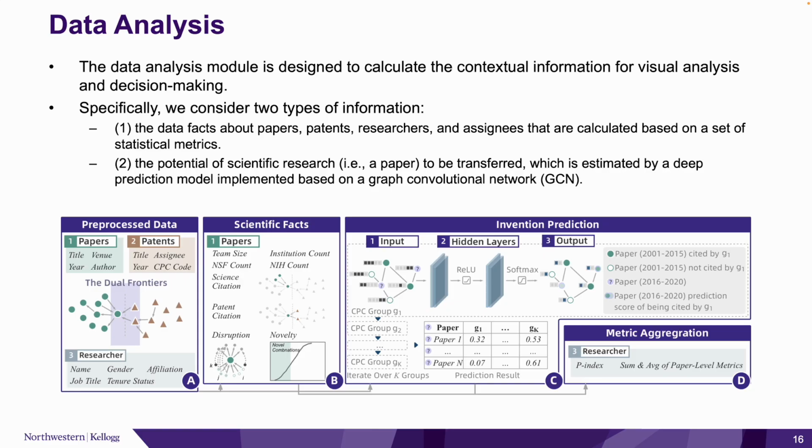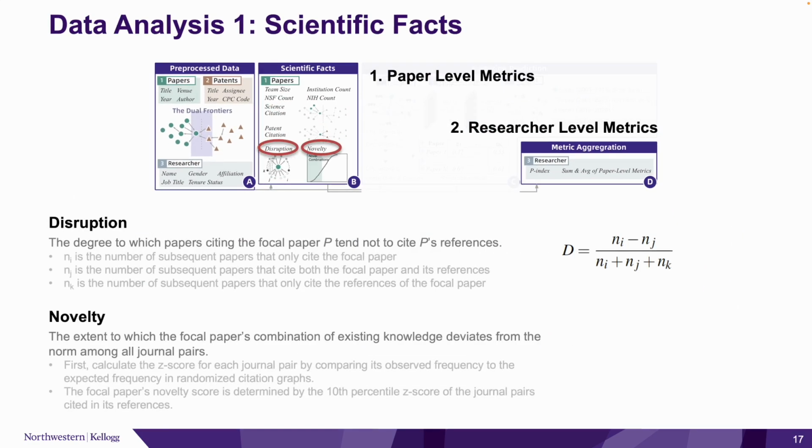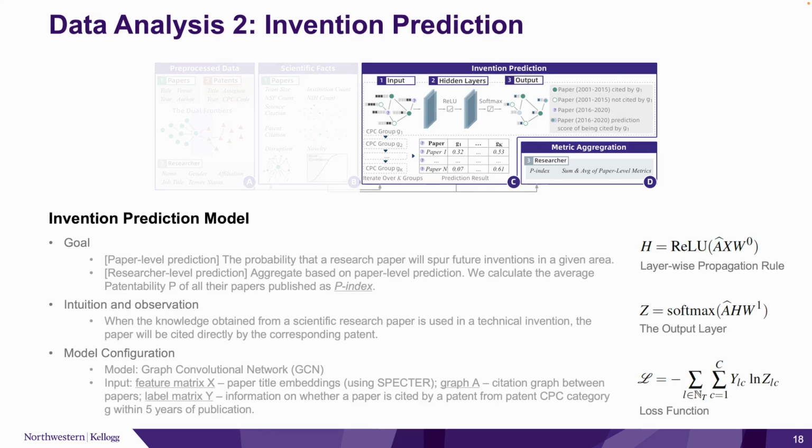Based on these datasets, we proposed an analytical framework to measure the interplay between science and technology, and also predict future technological inventions. We first capture the scientific facts for each paper based on a set of metrics, such as disruption, novelty, and team size. Based on the paper-level metrics, we aggregate and obtain researcher-level metrics. Besides, the ability to estimate the potential of a paper, especially a newly published paper, for future inventions is very helpful to identify future potential inventions.